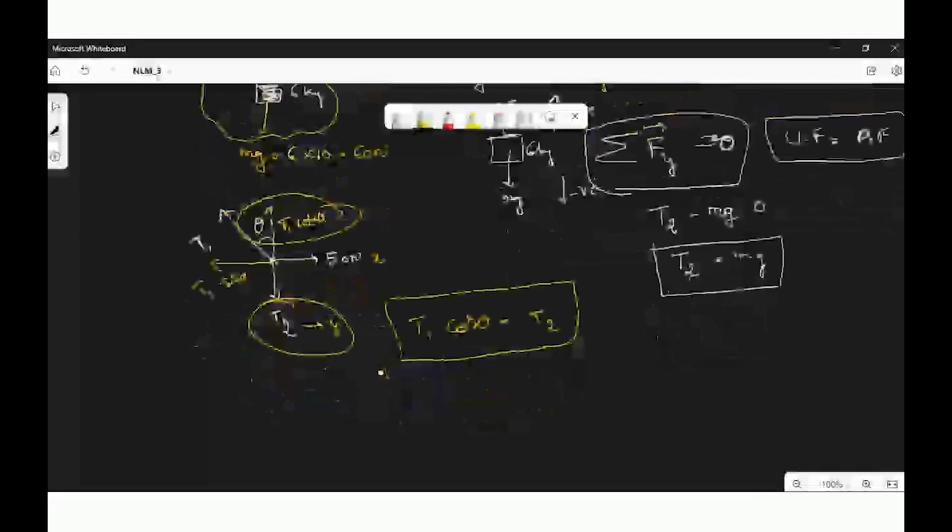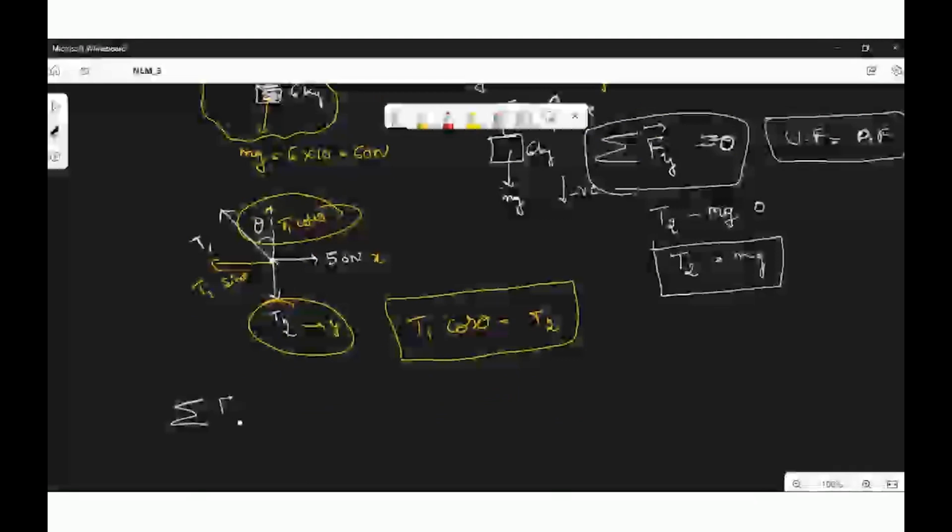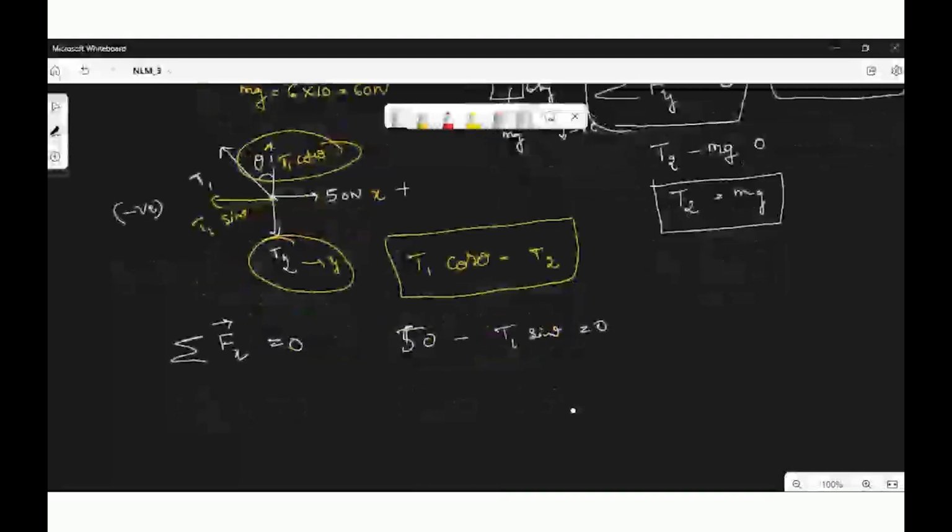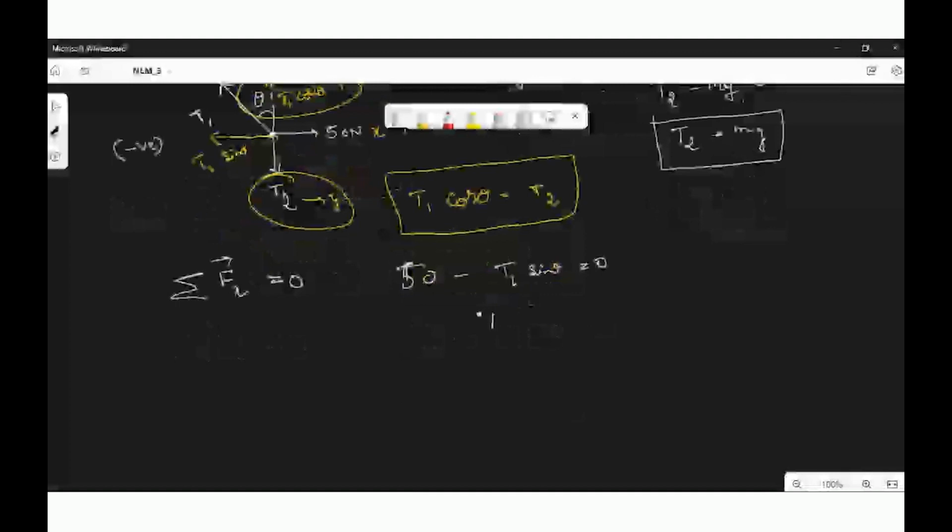And similarly, as the system is in equilibrium, summation over Fx equals 0. Also I can say 50 Newton I'll take as positive, this direction as positive, this direction as negative. So 50 minus T1 sin theta equals 0. Can I write like that? Or you can write T1 sin theta equals 50.